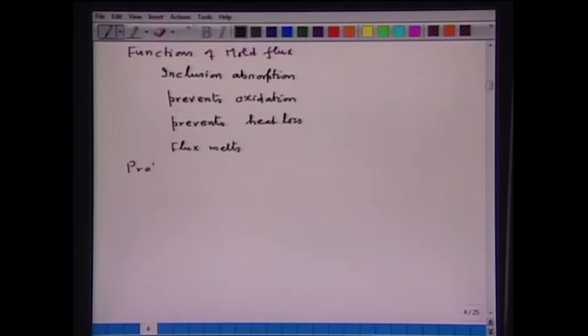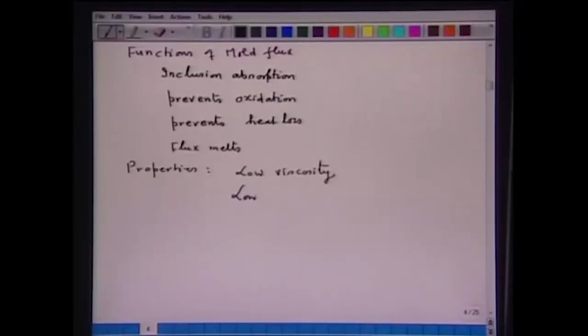Now, what are the properties that are required for mold flux? It should have low viscosity, so that it can flow easily. Then, it should have low liquidus temperature. Why should it have low liquidus temperature? Because then it has to be molten at around 1500-1600 degrees Celsius. That is important.